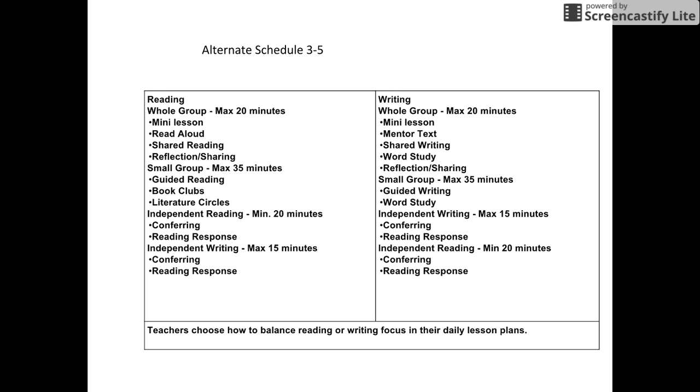You would also have independent reading, which would be a minimum of 20 minutes. And once again, that conferring and that reader's response. So both of those schedules could be used in grades 3 through 5, with the teacher choosing which one fits their model best.